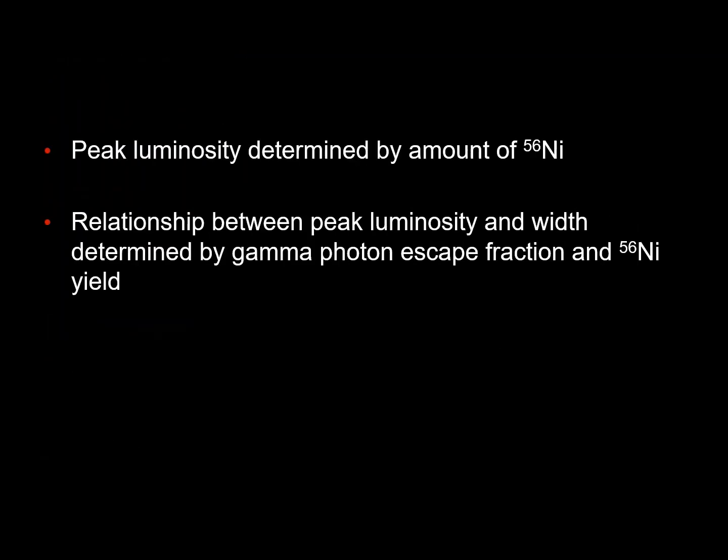The peak luminosity of the light curve is determined by the amount of nickel, because the more nickel is synthesized, the higher the temperature is and the more ionization takes place, and then the cooling during adiabatic expansion isn't very effective, therefore leading to a brighter supernova. The width of the light curve is also determined by the gamma ray escape fraction, because the greater the gamma ray escaping tendency, the narrower the curve will be.